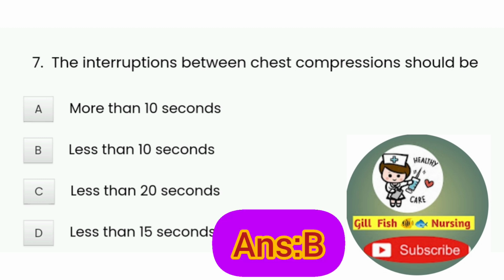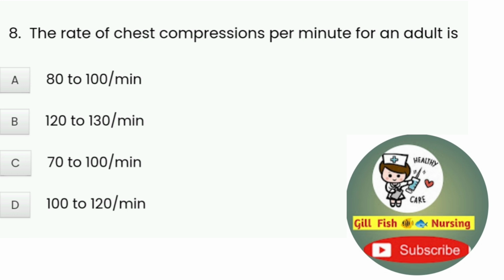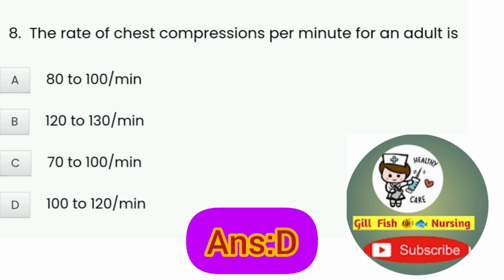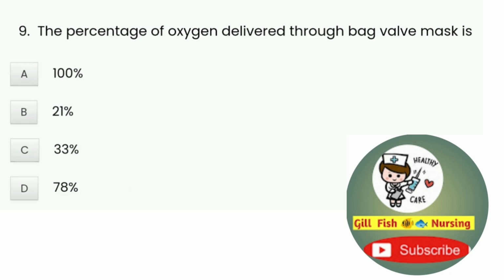Okay, fine. Next question. The rate of chest compression per minute for an adult is option A, 80 to 100 per minute, option B, 120 to 130 per minute, option C, 70 to 100 per minute, option D, 100 to 120 per minute. What is the correct answer? The correct answer is option D, 100 to 120 per minute. We are going to give compressions at 100 to 120 per minute.